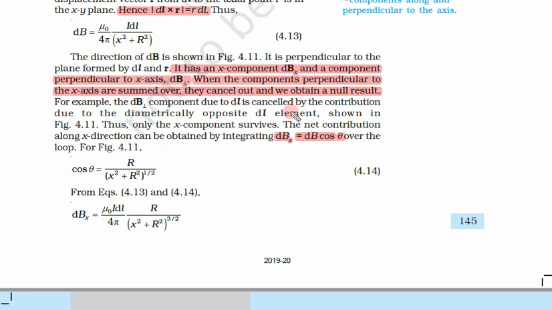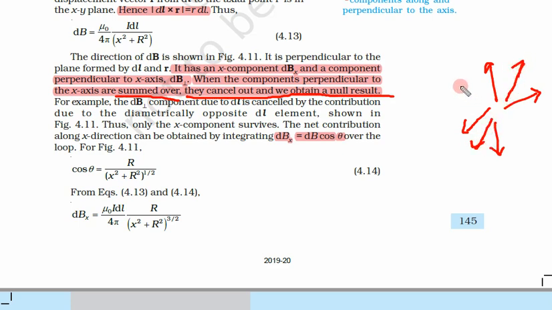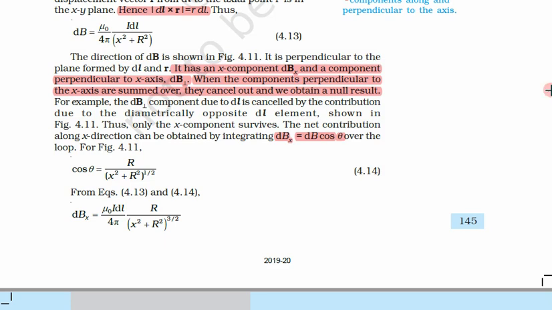So read this sentence once again. When the components perpendicular to the x-axis are summed over, they cancel out and we obtain a null result, because for every plus we get one minus, for every out we get one in. For this direction we also get one negative. For every direction we have one negative component. So this will cancel out in the perpendicular direction. So the only component remaining is dBx. So this dB perpendicular is cancelled out.